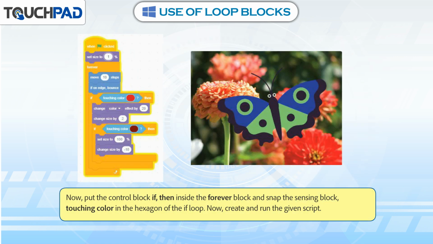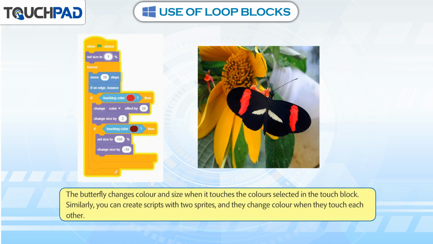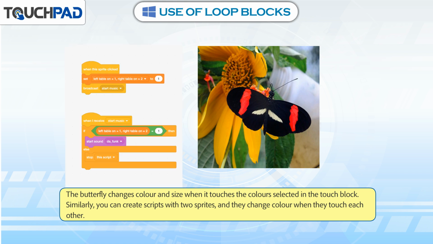Now put the control block if, then inside the forever block and snap the sensing block touching color in the hexagon of the if loop. Now create and run the given script. The butterfly changes color and size when it touches the colors selected in the touch block. Similarly, you can create scripts with two sprites and they change color when they touch each other.